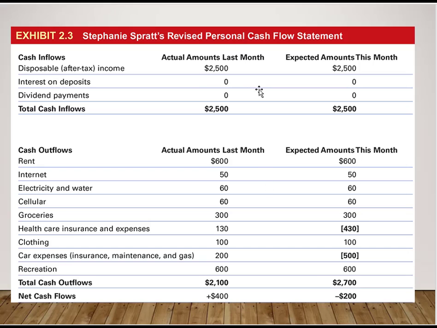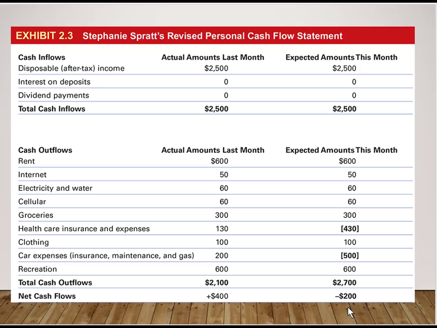So again, here we have our actual last month's, and this is what we expect to happen in the next month. And as you see down here, we've had some changes. In this case, we anticipate at the end of next month, we're going to need $200 more than what we needed this month. Where does that $200 come from?